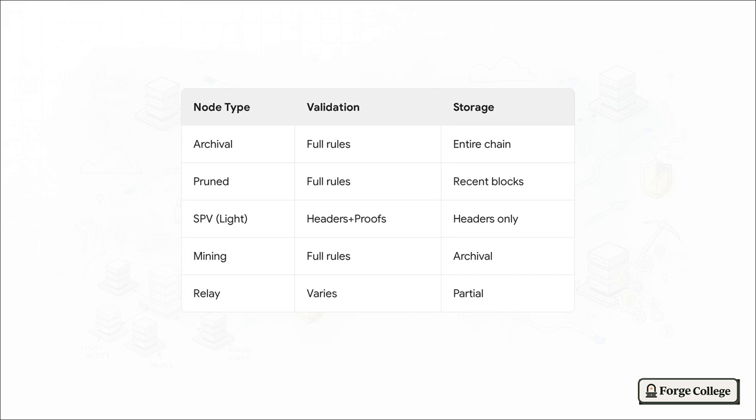Look at the archival full node at the top of the list. That is your library and your gatekeeper, rolled into one. It validates everything and stores everything. But then look down at the relay node. That's your postal hub, prioritizing speed over deep storage. And the mining node? Well, that's a specialized actor that not only validates, but actually puts in the sweat equity to produce the new blocks.